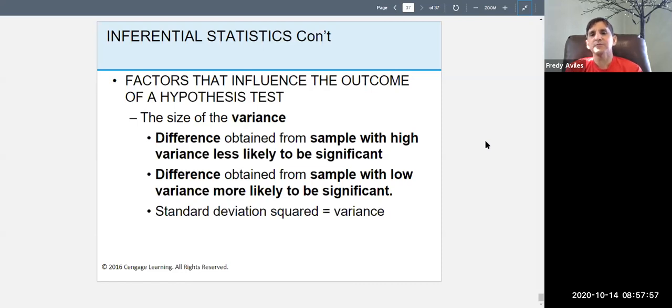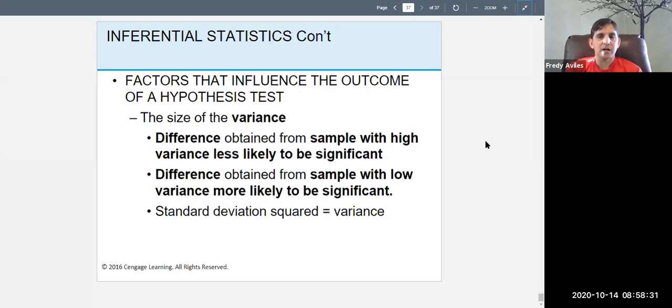The difference obtained from a sample with high variance is less likely to be significant. If, let's say, the people who make up your sample have scores that are all over the place, a lot of variation in their scores, you are less likely to find a real difference among your groups. It's kind of messy. They're all over the place. It's harder to find a difference that way. The difference obtained from a sample with low variance is more likely to be significant.